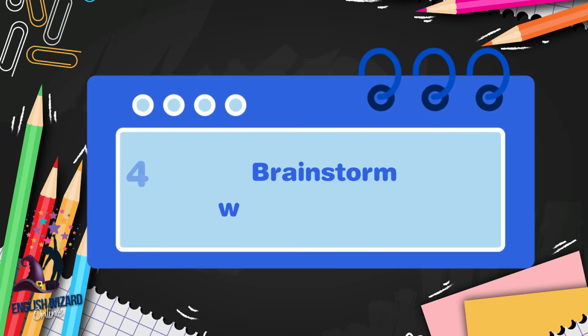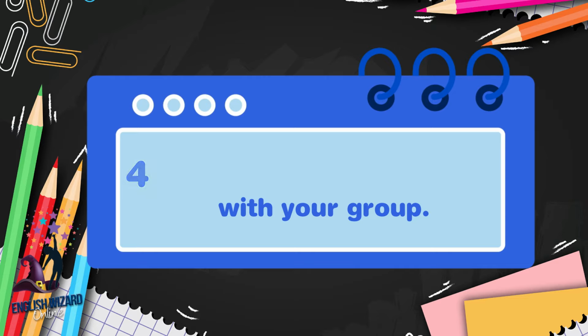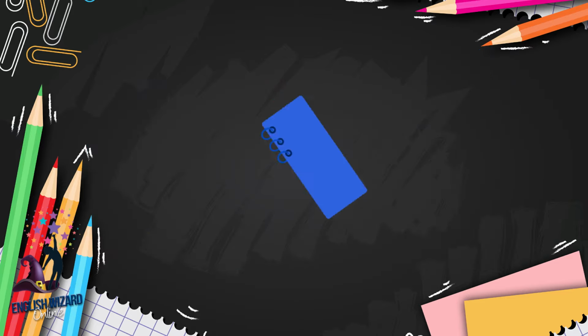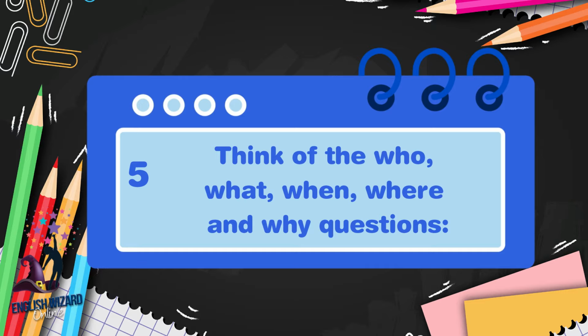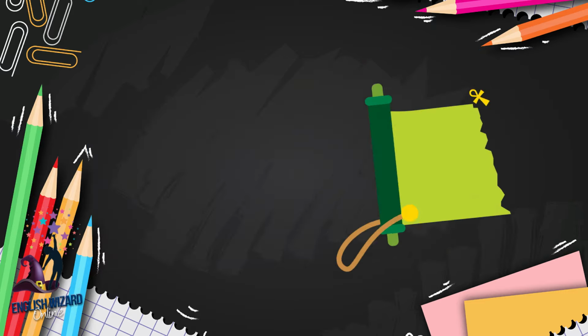Brainstorm with your group. If research writing is a group work, brainstorming with the members of the group is very important. Talk and share about research ideas with each other. Members of the group may be able to help focus your topic by discussing issues that didn't occur to you at first. Think of the who, what, when, where and why questions.